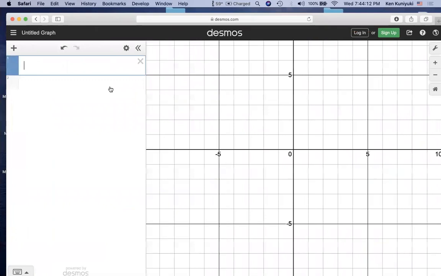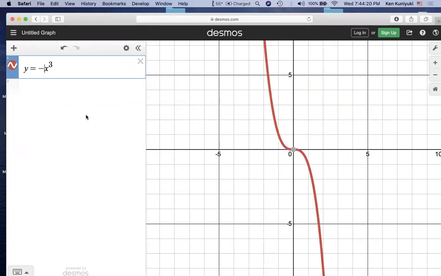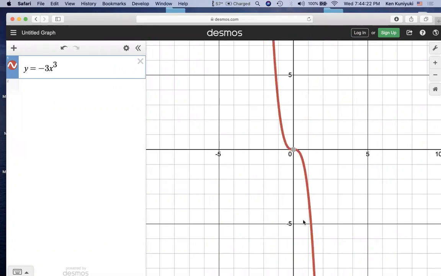So for example, if we take y equals x cubed, this graph is an odd graph. I could multiply it by 2, by 3, by -3. All these graphs will be symmetric about the origin. These all represent odd functions. I can multiply x cubed by any real number, and I get an odd function, even the zero function.